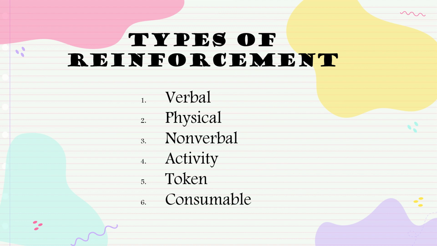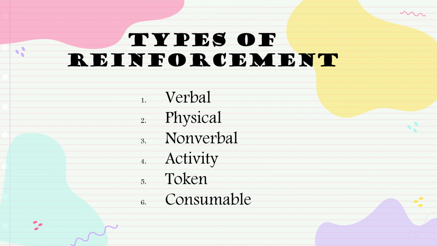Next is the types of reinforcement. There are 6 types of reinforcement. First is verbal, physical, nonverbal, activity, token, and consumable. First is verbal. Learners excel more when they are given praise for performing well in the examination. On the other hand, learners who did not perform well in the examination are encouraged to study harder and do better next time. So this is about praise and encouragement. This is verbal reinforcement.